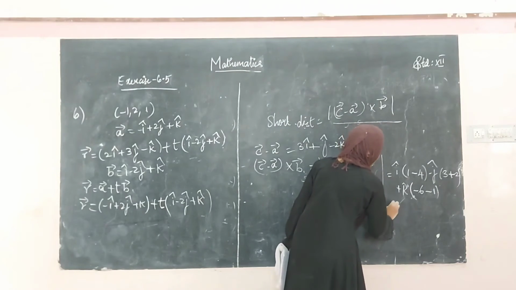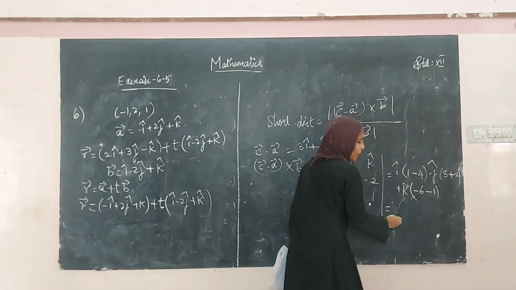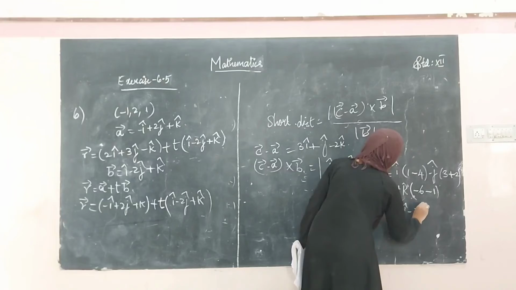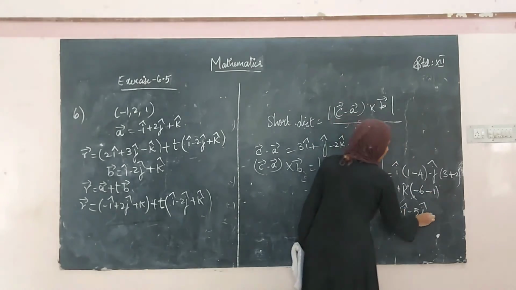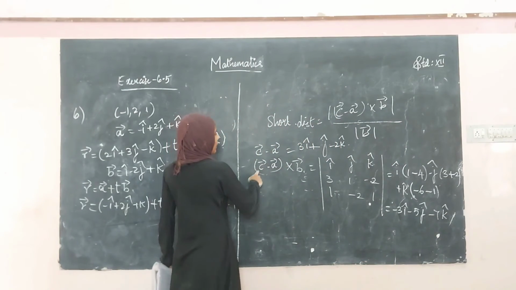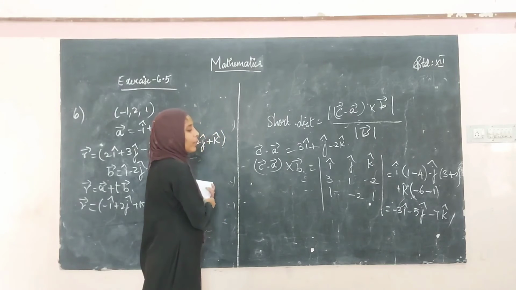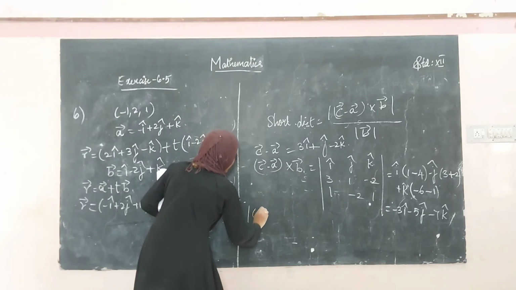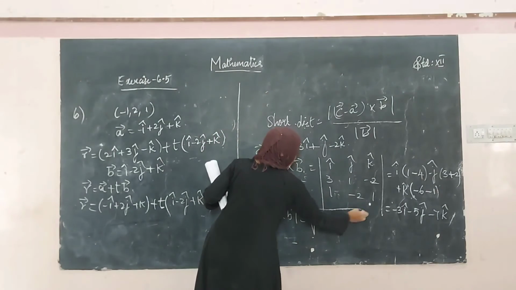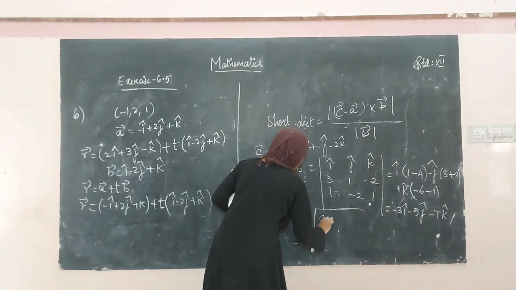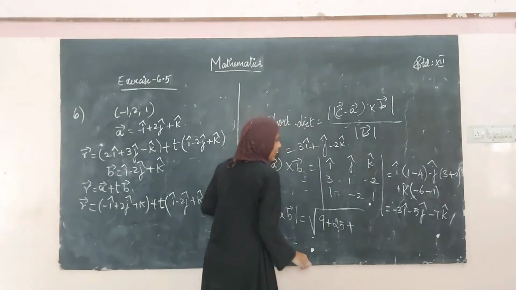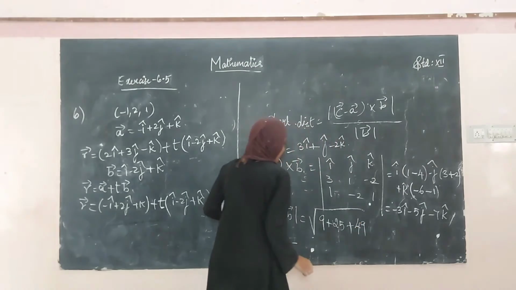Now what's the answer? For i cap, 1 minus 4 is minus 3, so minus 3 i cap. 3 plus 2 is 5, so minus 5 j cap. Minus 6 minus 1 is minus 7, so minus 7 k cap. So this is the value of C vector minus A vector cross B vector. Now we have to find the modulus of this. It is equal to the square root of minus 3 the whole square is 9, plus minus 5 the whole square is 25, plus 7 square is 49.